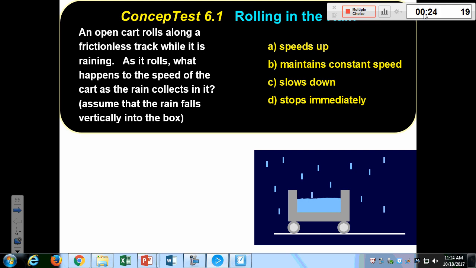You want to think about this, that Pi is equal to Pf, that the total momentum of this system will be conserved, will always remain the same. And so as I put more mass into the cart, what's going to happen to the cart in order to keep the momentum the same?